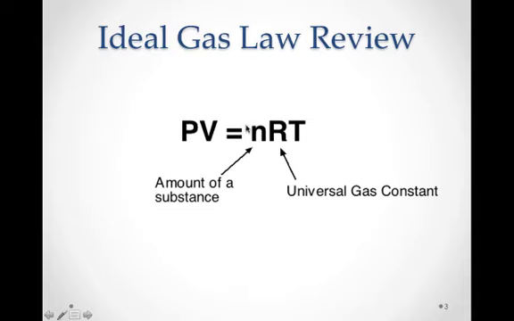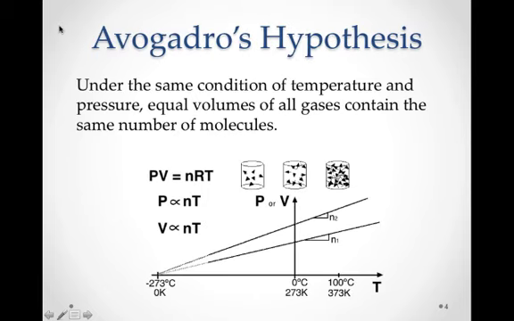So to start off, let's take a closer look at this number n. What is it? Well, it began with Avogadro's hypothesis. Amadeo Avogadro hypothesized that under the same conditions of temperature and pressure, equal volumes of all gases contain the same number of molecules.